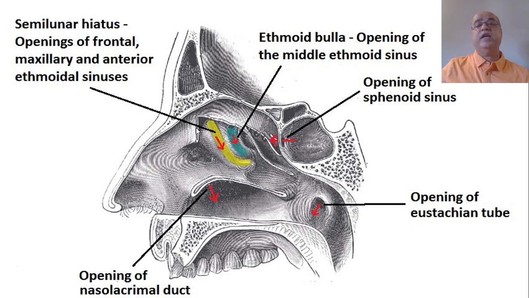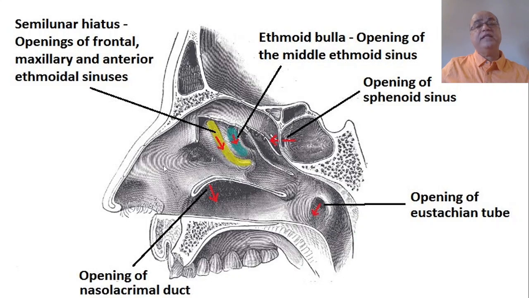Here the posterior ethmoidal air cells will be draining into this superior meatus, while the anterior group of paranasal sinuses, which includes the frontal sinus, maxillary sinus, anterior ethmoidal and middle ethmoidal air cells, open into the middle meatus, while the nasolacrimal duct from the orbit comes and opens into the inferior meatus.